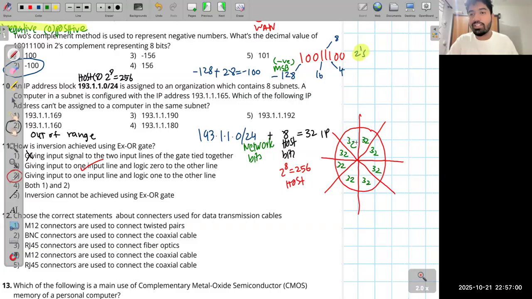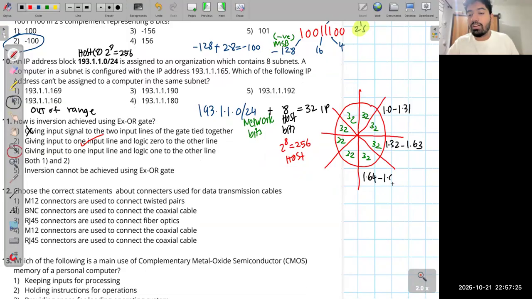Okay, 8 gives 32, 4 gives 64, 1 gives 2, 128. If it's 32, you know how the range will go: from 1.0 to 1.31, then 1.32 to how much? 1.63.